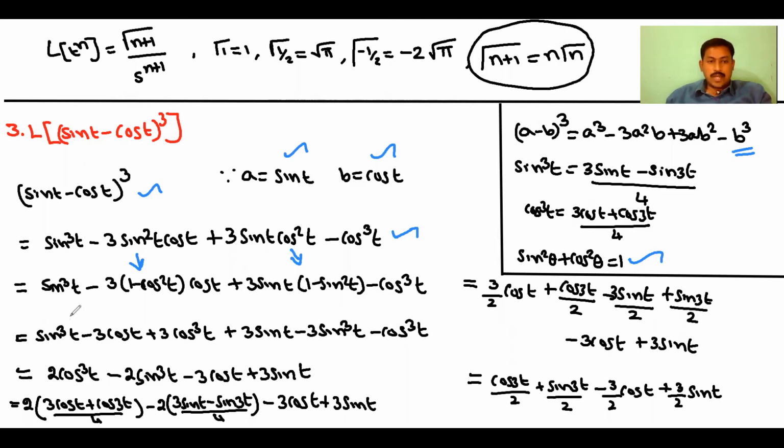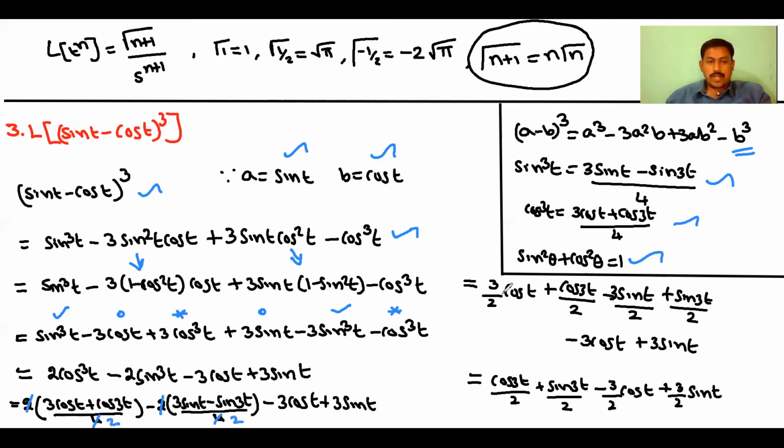So then we can add this cos cube, and I can write the term as 2 cos cube t. And I have simplified the sine cube t, that is minus 2 sine cube t. Remaining terms minus 3 cos t plus 3 sine t. Now we know the formula of cos cube t and sine cube t. I have applied the formulas and simplified the term. Here this 2 and this 2 will get cancelled, you will get 1 by 2. Here also you will get 1 by 2.